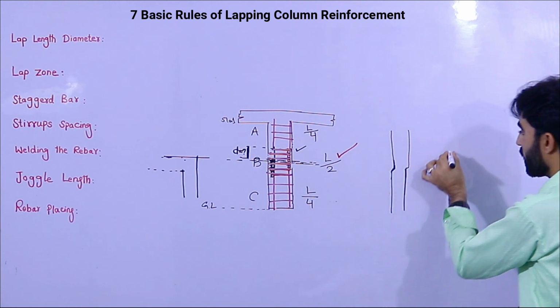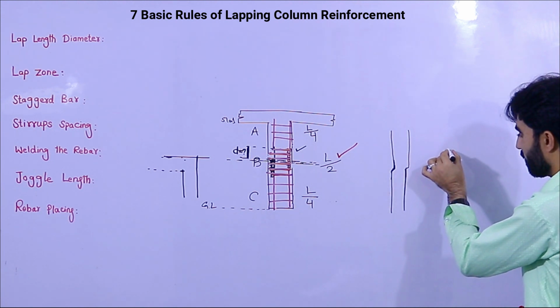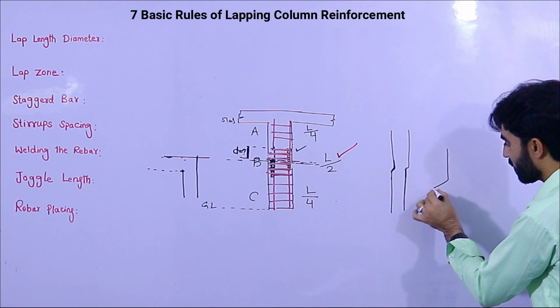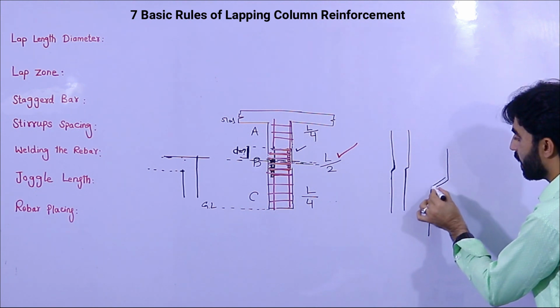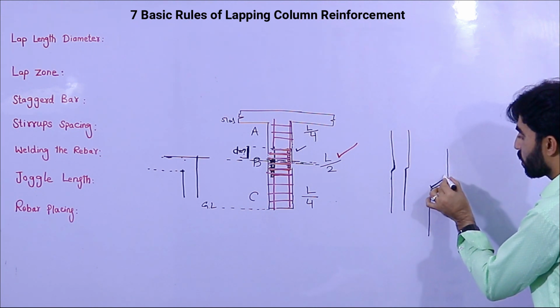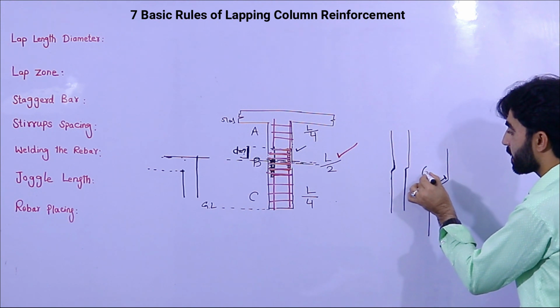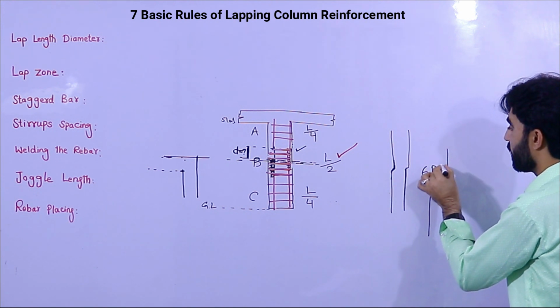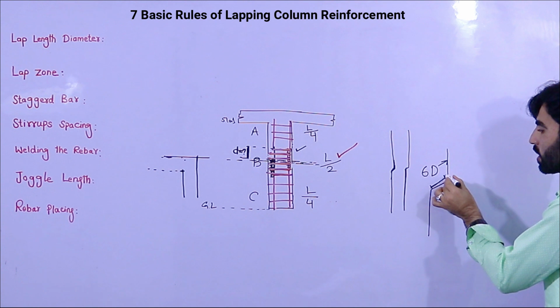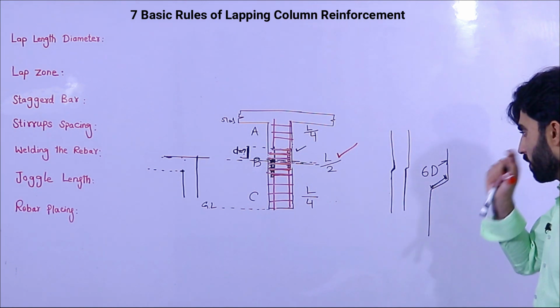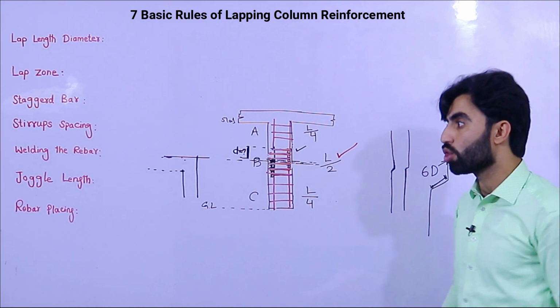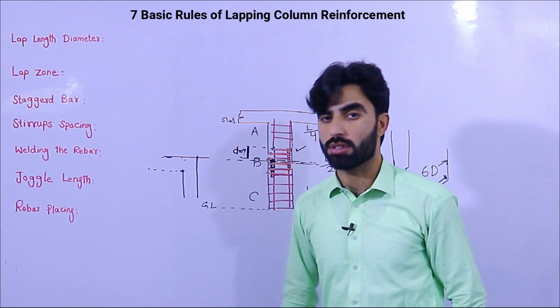Here guys, let me zoom it with the marker. So this is the joggle. This length, this one, should be 6D, where D is the diameter of this steel rod. So this length you can get with the formula 6D. So this is the joggle length basics which I have discussed.